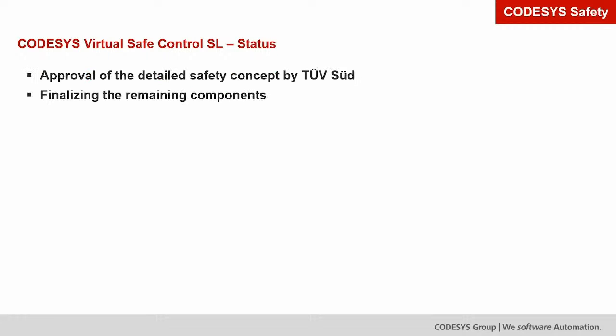What's the status of the current implementation? You may already know, we have an approval of the detailed safety concept by the TÜV Süd. This was around end of last year. Right now we are finalizing the remaining components which we have to implement so that everything is ready for certification. And code close is set to end of May at the moment, and release of the Virtual Safe Control SL is planned for end of July.